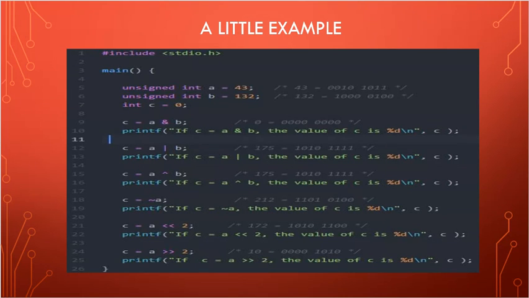And here is a little example of the operations that we talked about before. As you remember from the past slides, since A and B do not have any bits with the same value, the result is 0. It is also because of this that the results of XOR and OR operations are the same.